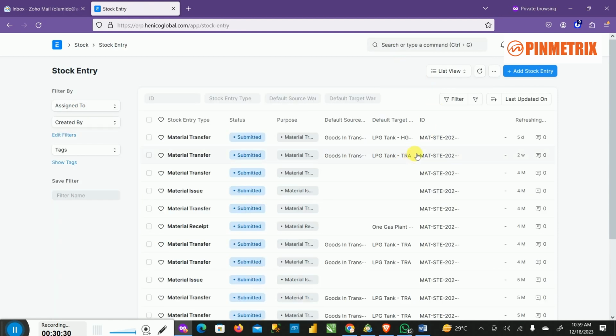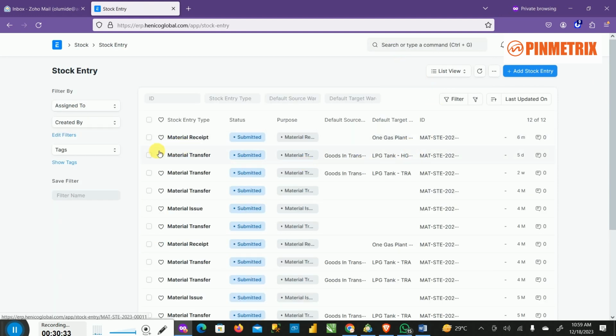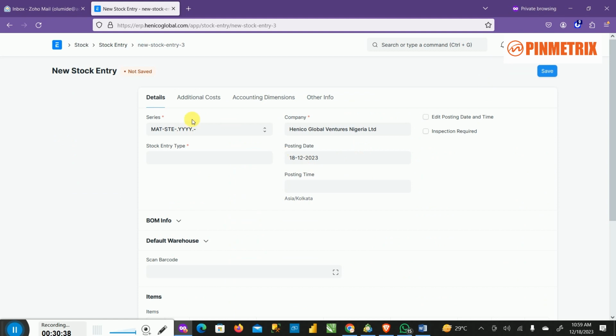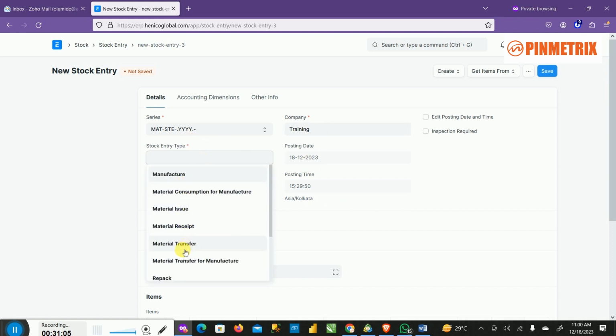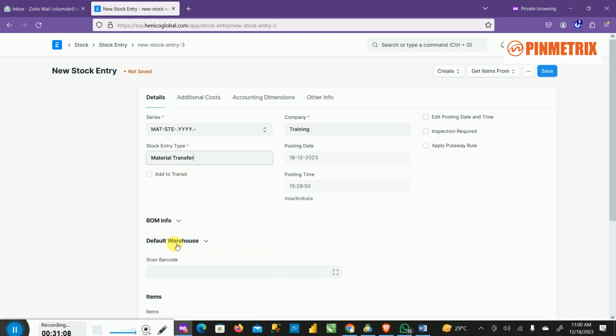So just do another stock entry. This time around, because you don't want to sell from that warehouse, the essence was just to show that that particular product was borrowed into that warehouse. So what we want to do is to transfer. I'm using material transfer now to transfer to where we make our sales. So how do we do that?